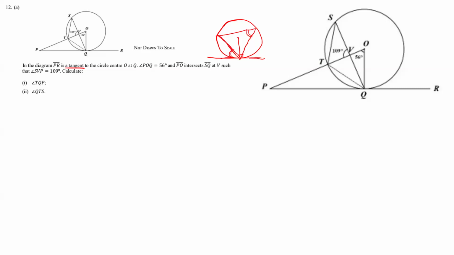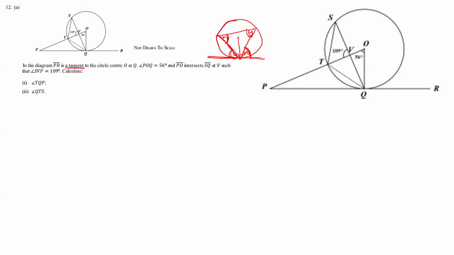So the angle between this chord and the tangent is equal to the angle that chord makes at the circumference. If I take this angle, which is the angle between this chord and the tangent, it should be equal to the angle this chord makes at the circumference, and that will be this angle. So if this is x, this will be x. If this is y, this will be y. All correct.